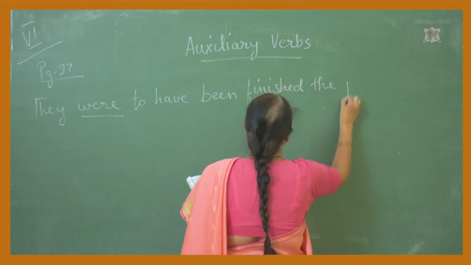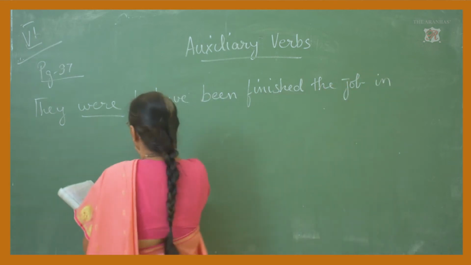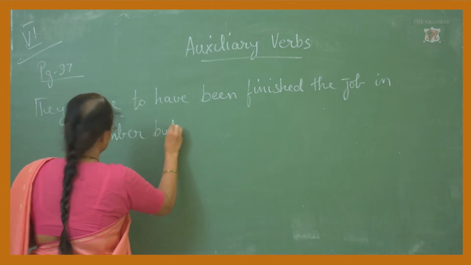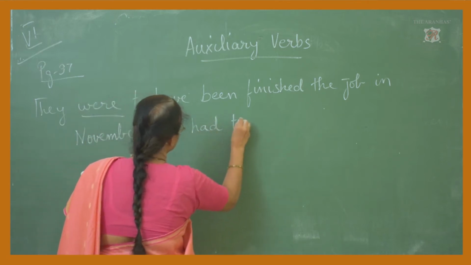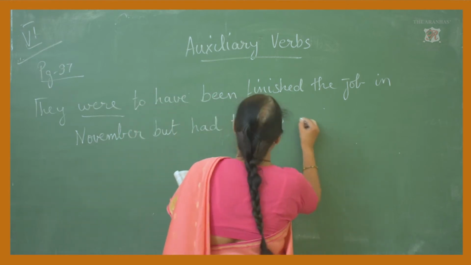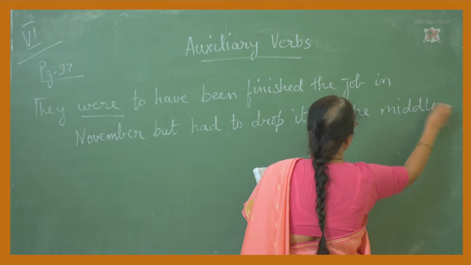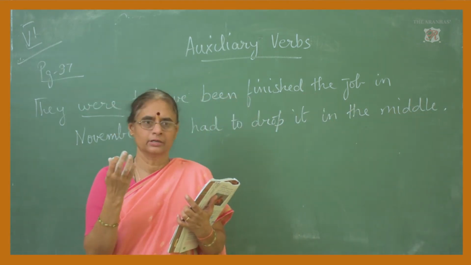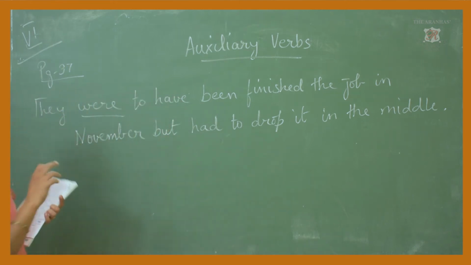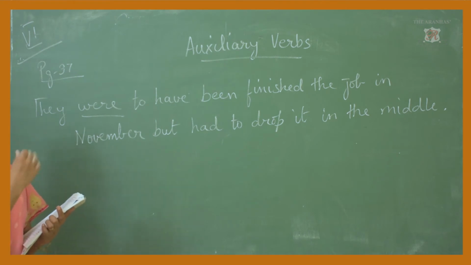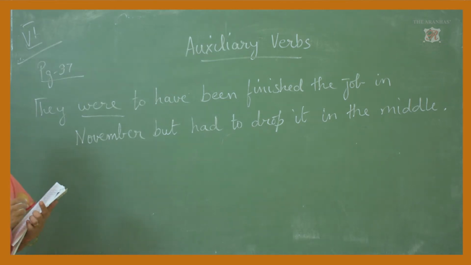The job in November, but had to drop it in the middle. That means they decided earlier to complete the job, whatever was given to them, but due to some reason they couldn't do it. But they had to drop it in the middle. So what is the word used over here? Were. Okay, so I hope you all have understood in what different situations the primary auxiliary be, with any of the different forms, we can make a sentence.